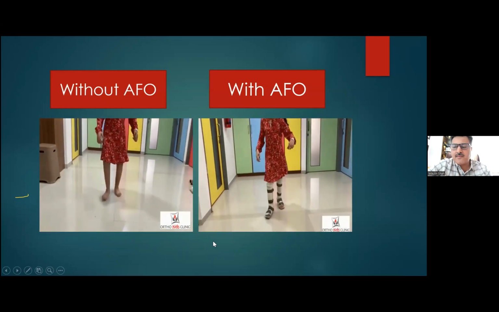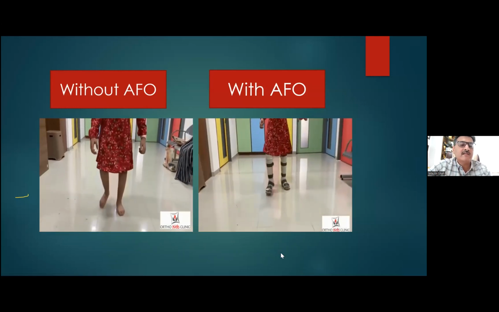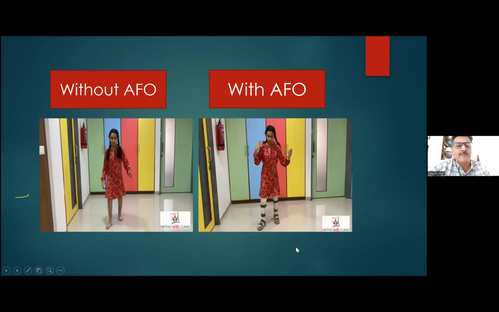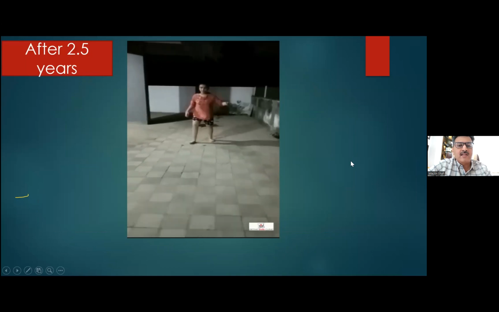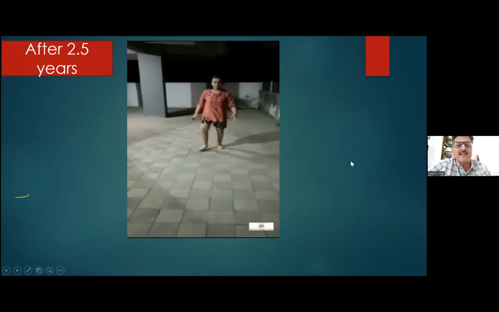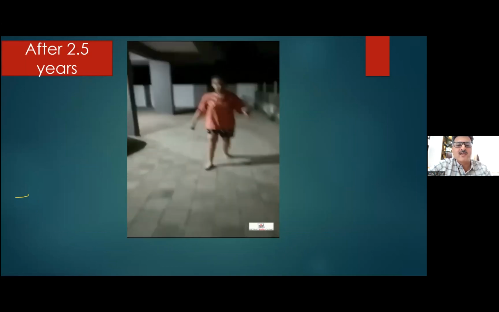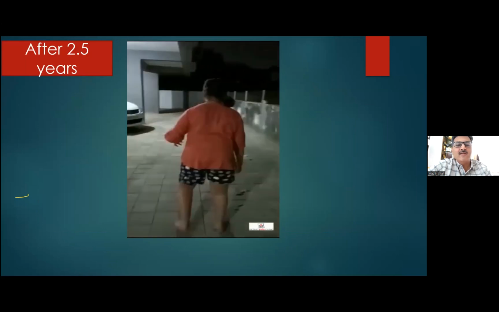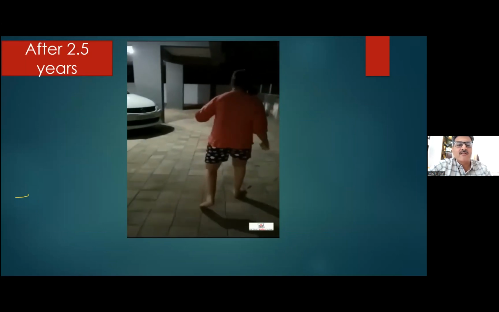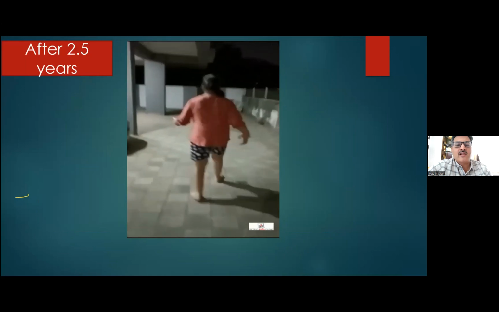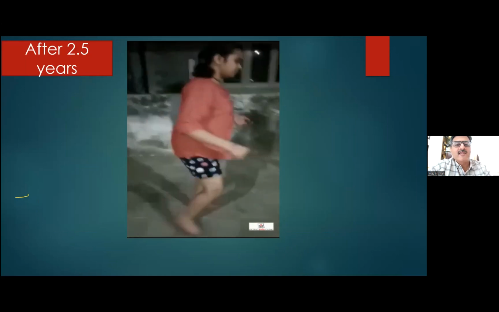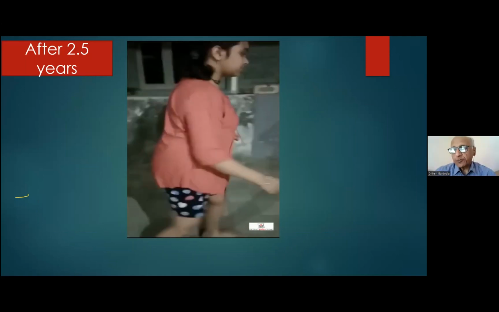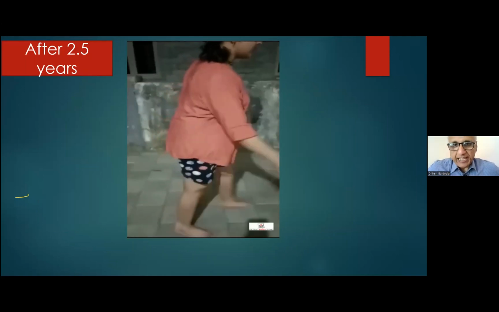So we have a 2.5 years follow-up of this girl. Can you show that, Shinam? Yes. So yesterday night, we asked the parents to send a video, and she has put on a lot of weight. We can see that, but her walking endurance has not gone down. But I warned them again that this is going to be a problem because of this weight gain.